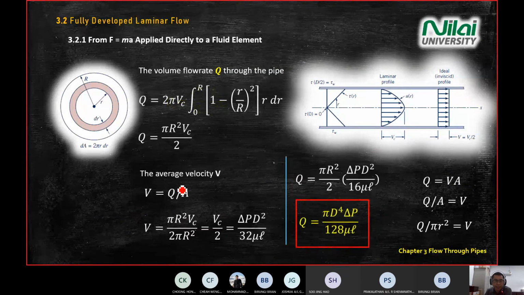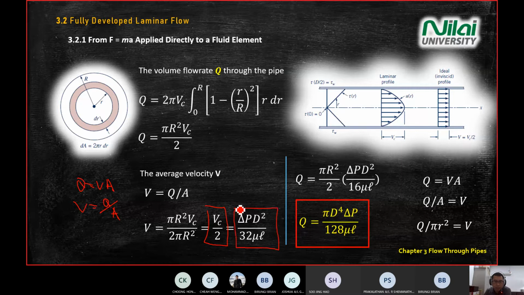Then you rearrange, because we're interested to find what is Q. So we know that Q equal to VA, rearrange to become Q divided by A. And then you put in the Q in terms of this one, put in here, you get V equal to VC divided by 2. Put in the definition of VC just now, and you get this one.